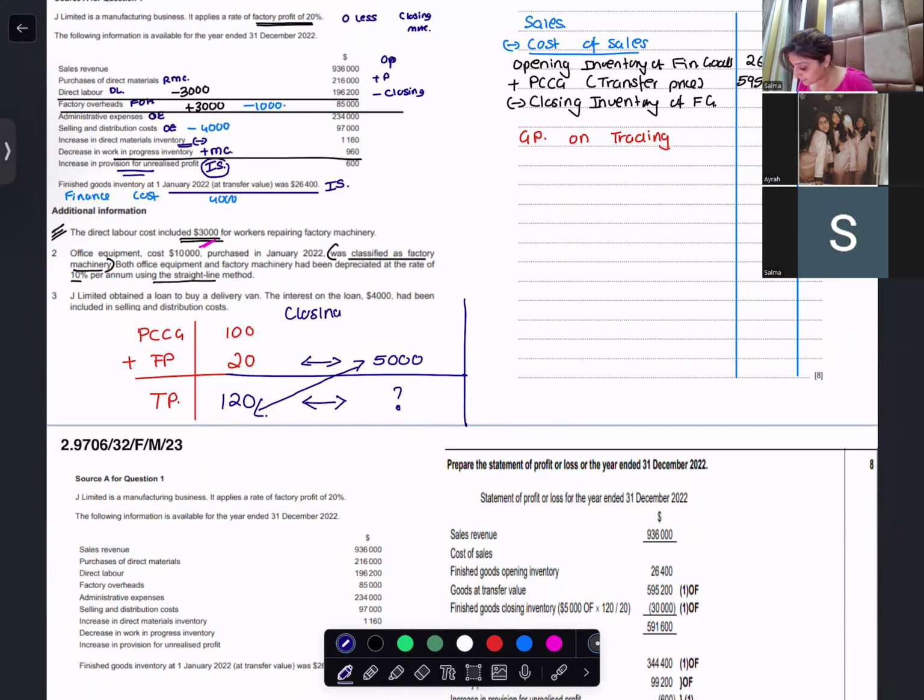So PCCG plus factory profit is the transfer value. The factory profit of 5,000 came from the unrealized profit account, and then we calculated it using this. So our gross profit on trading is 344,400. Then we add the gross profit on manufacturing.